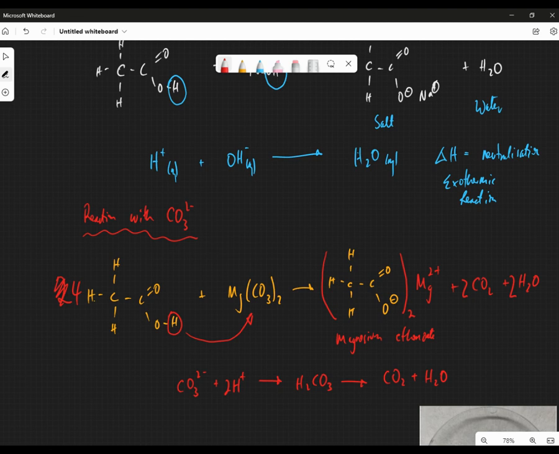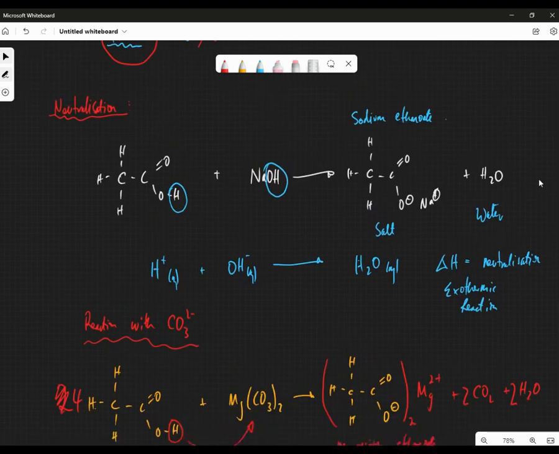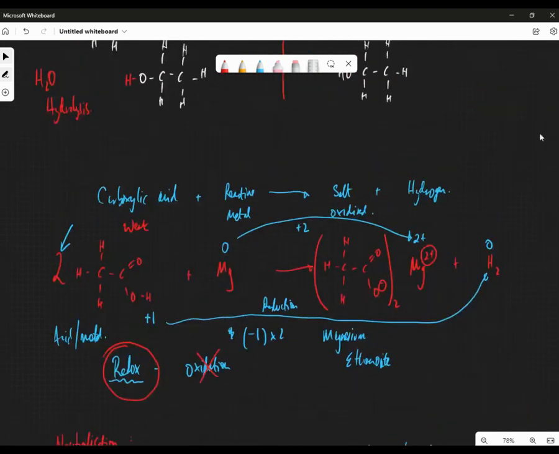So for each carbonate, I need two acids. I've got two carbonates, so I guess I need four acids there. So there you go. That's a reaction with carbonates. You get the salts, carbon dioxide, and water. Now, as I say, if I get the balancing wrong, I'm sure you can check that out yourselves and tell me about it.